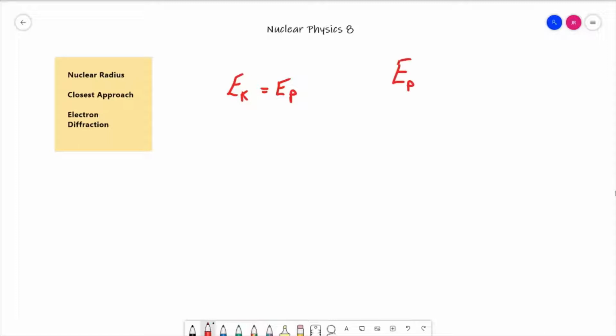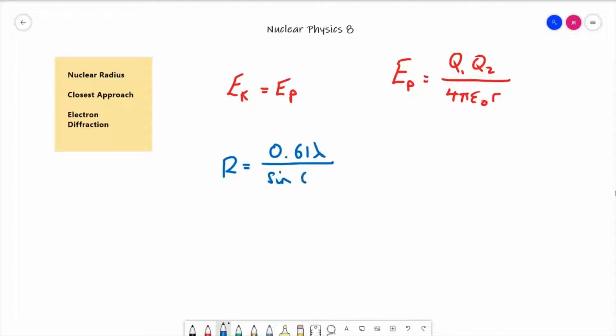Remember from electric fields that potential energy is Q1 Q2 over 4 pi epsilon naught r. From that we discussed the limitations of Rutherford's methodology and then went on to look at electron diffraction and the experiment there with the equation R is equal to 0.61 lambda divided by sine of theta min. Theta min there being the angle of the first minimum in the electron diffraction pattern. The wavelength of the electron can be determined using the equation E is equal to hc over lambda.